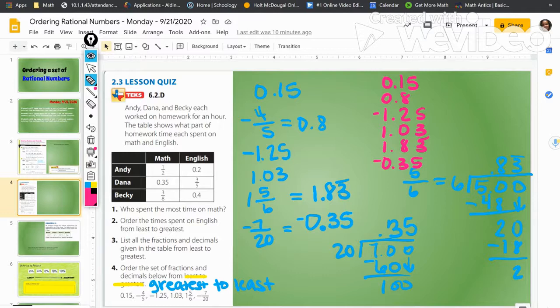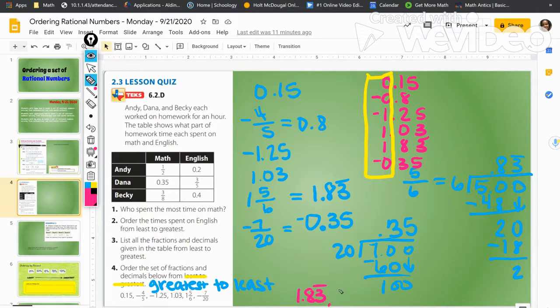Okay, so this one's going to be a little bit different. We're going to look in the first place value. So we're going to look in our ones place value. I see 3 negative numbers and 3 positive numbers. So what I'm going to do is take my largest positive numbers and write that first, because remember, we're going from greatest to least this time. So my first number would be 1 and 83 hundredths, repeating.